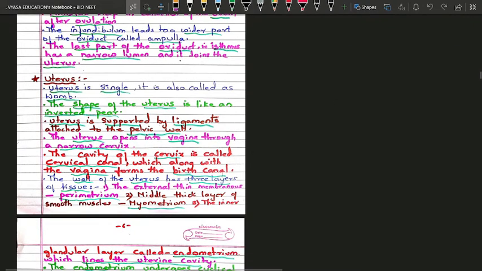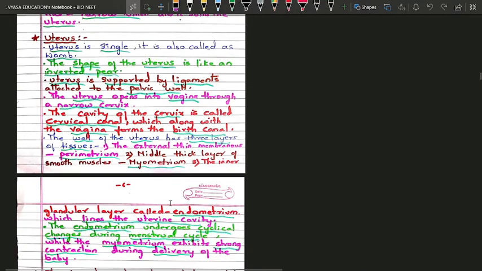The wall of the uterus has 3 layers of tissue. The external thin membrane is called the perimetrium. The middle thick layer of smooth muscle, remember, is called the myometrium. The inner glandular layer is called the endometrium.